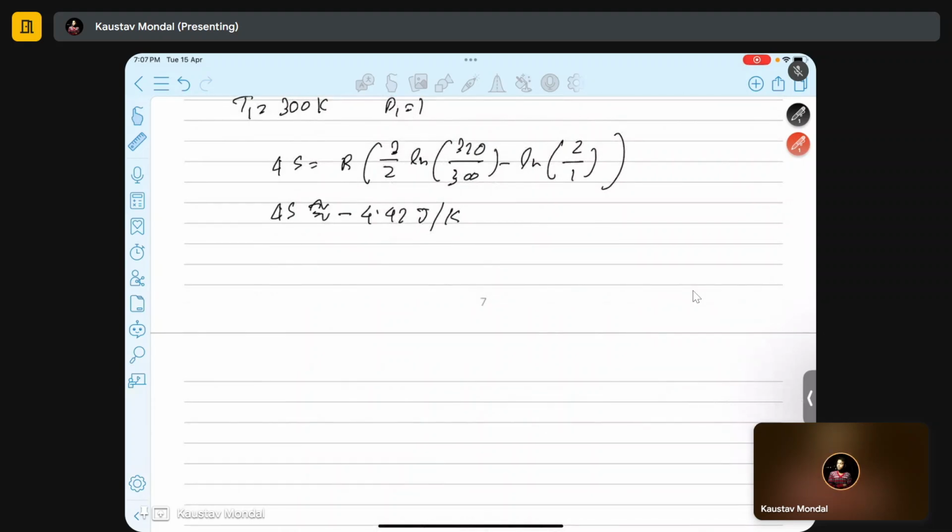So fine. From here, delta G is already delta H minus T delta S. So delta G will be 415.7 minus 320 into 4.42, which will be approximately 0.5 joule.